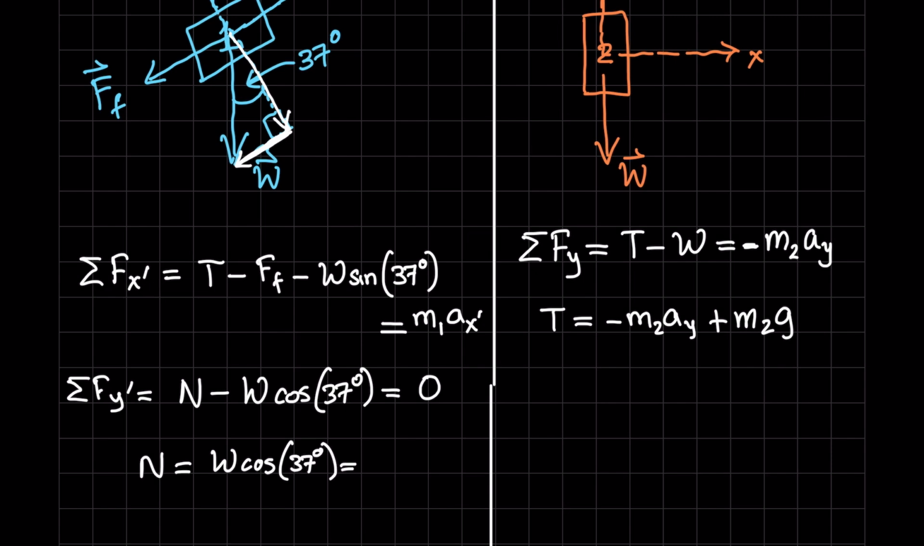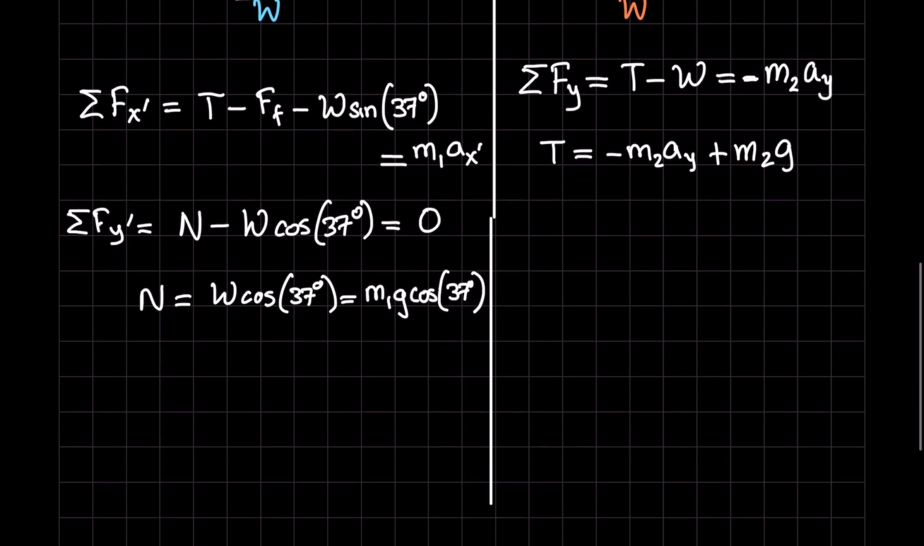Again, we can rewrite weight, right? m1 times g cosine of 37 degrees. Right, so that's the second equation. Kind of rewriting the second equation, we can get the normal force. Now the first equation, we can use that too, right? So what I'm going to do is just rewrite it.